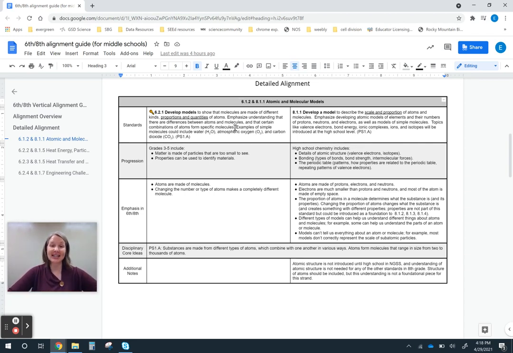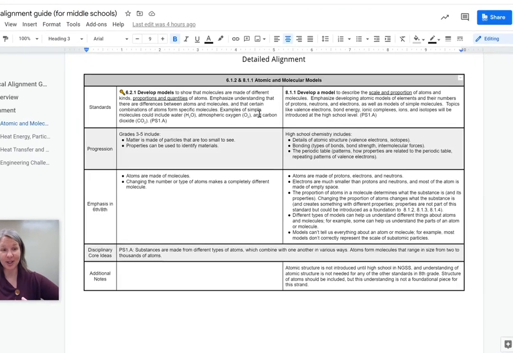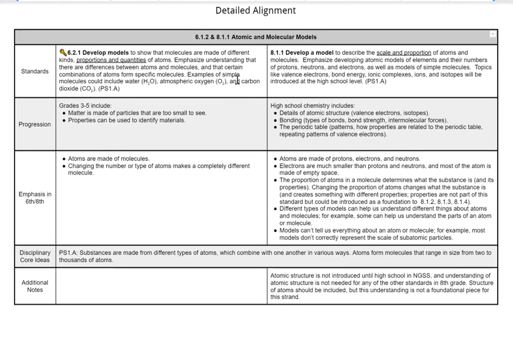So you can see standard 6.2.1 and 8.1.1, they both have the same practice, developing a model. They have the same cross-cutting concept, scale, proportion, and quantity, and they have the same core idea. The core idea is this little code down here, PS1.A. And so you can see these both have the same core idea.